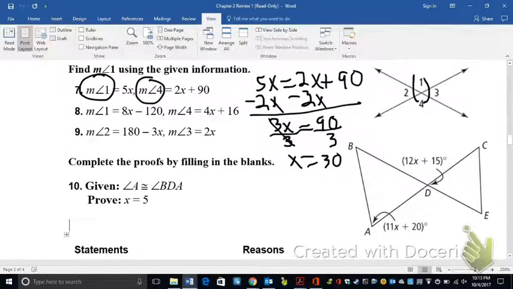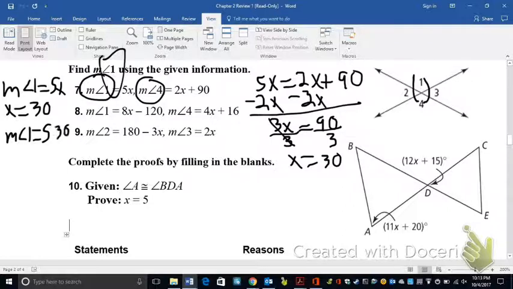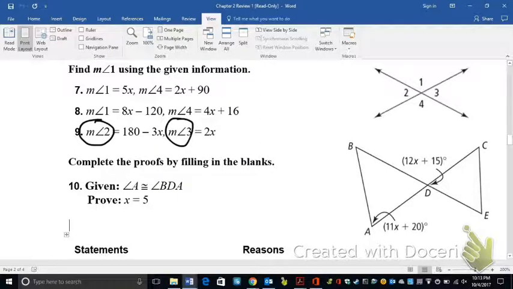We're not done yet. We have to go back and plug in, since we're looking for the measure of angle 1. That's what we have to do on all three of these problems. Measure of angle 1 equals 5 times x, and x equals 30, so the measure of angle 1 equals 5 times 30, or 150 degrees. So, things get a little bit trickier with number 9. We have 2 and 3 here, okay? Now the thing is we know that 2 and 3 are vertical, which means they're congruent.